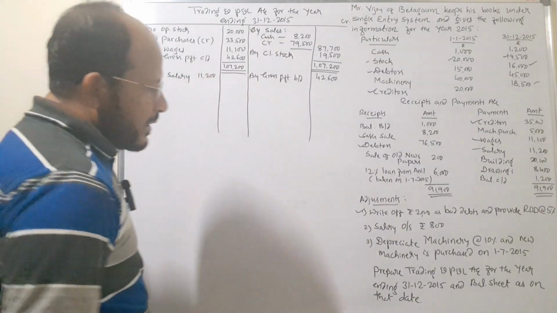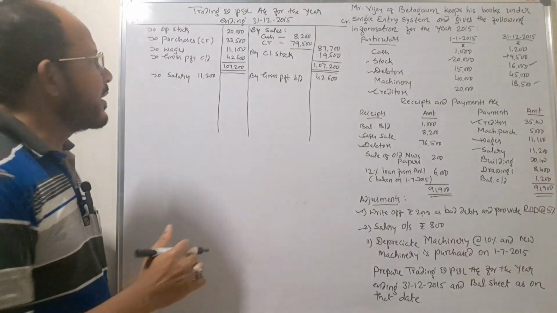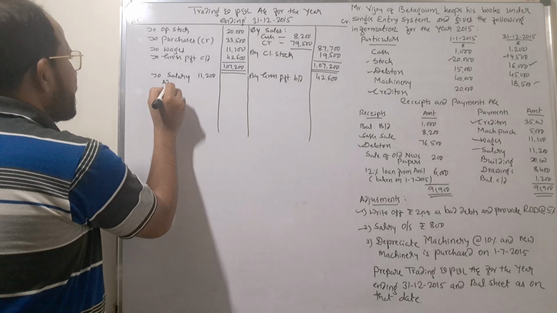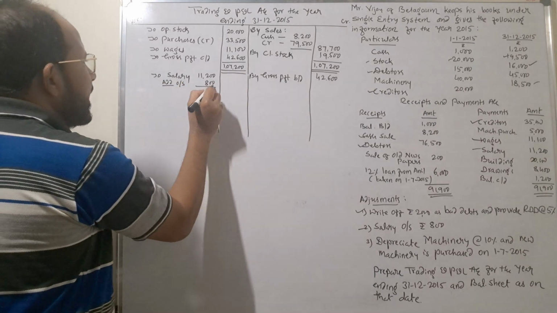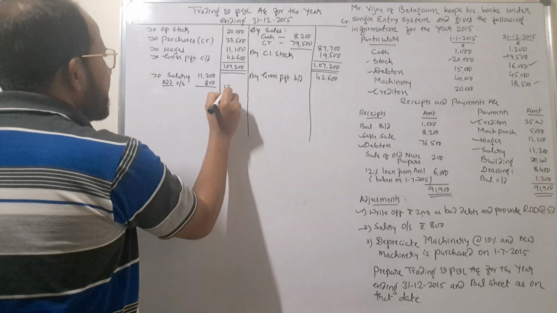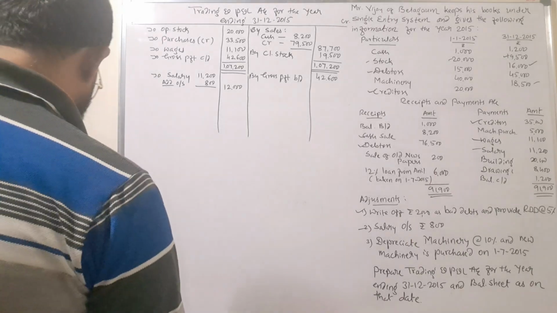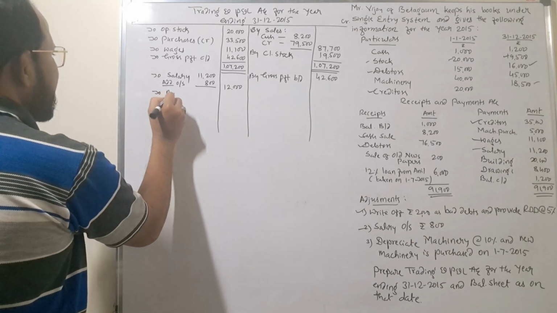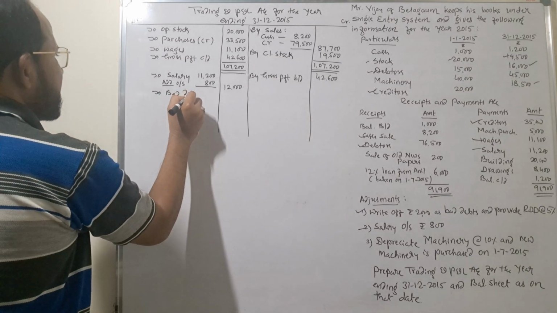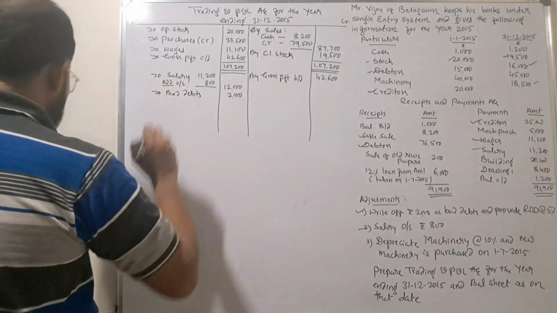Why? Because, see, the second adjustment says salary outstanding rupees 800 is given. That we have to add here. Add outstanding rupees 800. Write the total amount in the outer column, rupees 12,000. Next one is to bad debts. Bad debts are given in the problem. The first adjustment says that you have to write off bad debts of rupees 2,000.